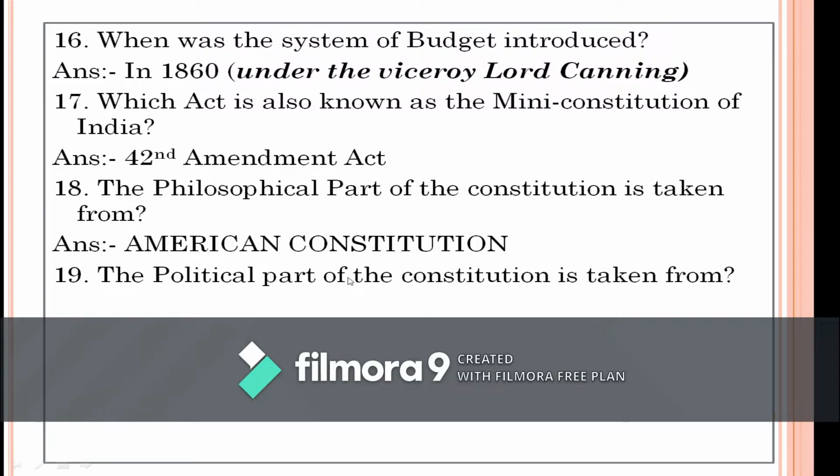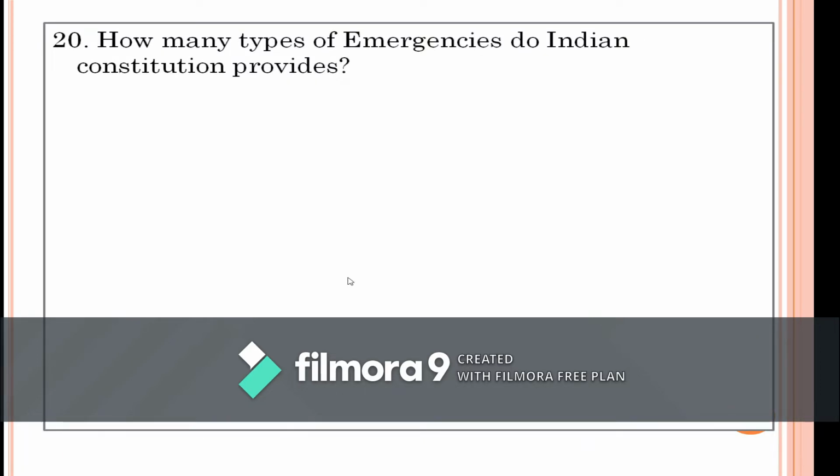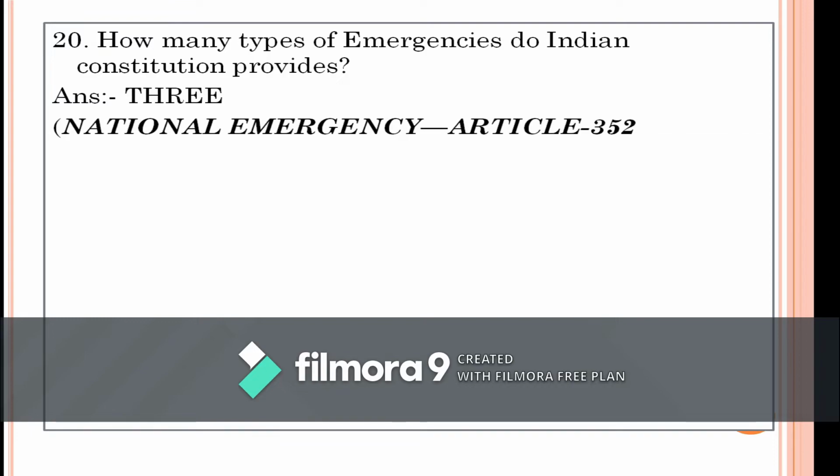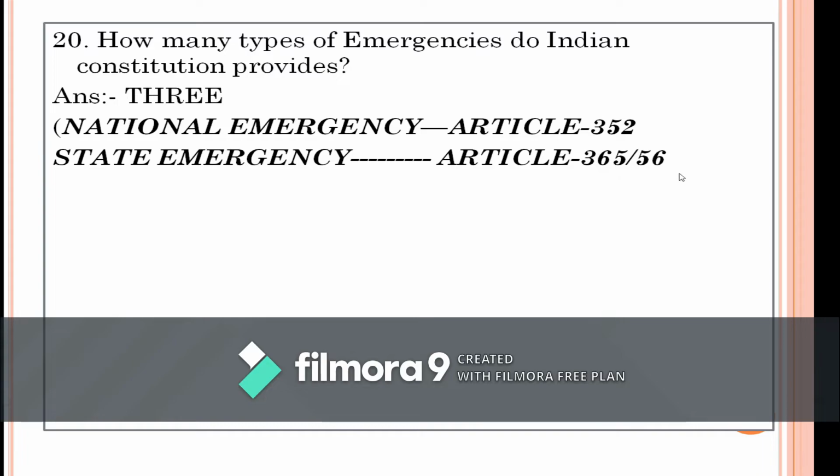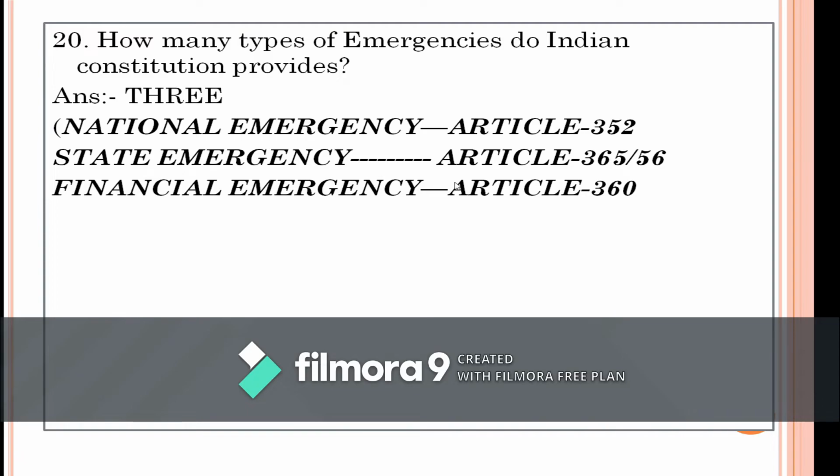The next question is, how many types of emergencies does the Indian Constitution provide? The answer is 3 types. There are 3 types of emergencies: National emergency under Article 352, state emergency under Article 356, and financial emergency under Article 360. So this is your homework.